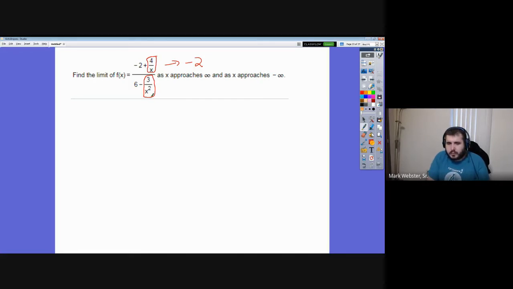And then when I plug in a really, really big number down here, this fraction becomes 0, and so we're just left with 6. So what do we really have here as x approaches both infinity and negative infinity? -2 over 6, which simplifies to -1/3. Again, these are not meant to be difficult. These are meant for you to push through and take 2 seconds to do. If you're coming towards a number, you know that you're good with this.